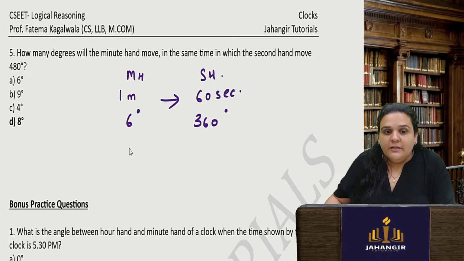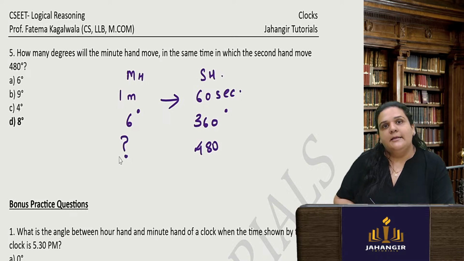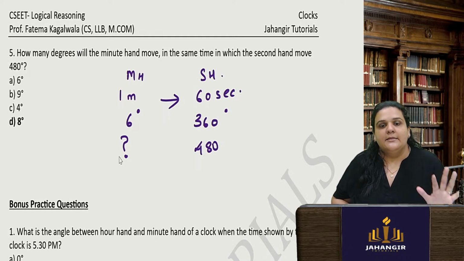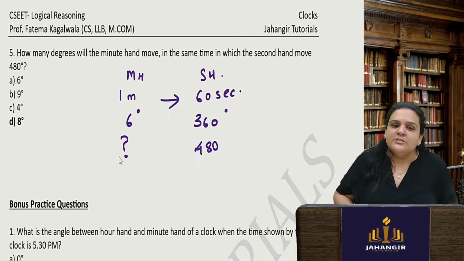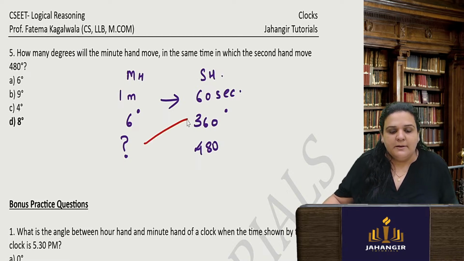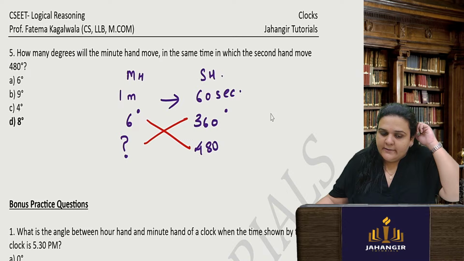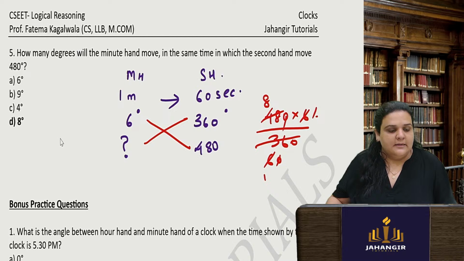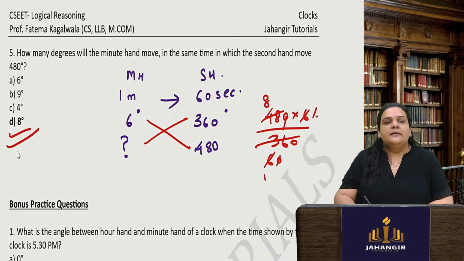Now they are saying that the second hand is moving by 480. So how much will the minute hand move? Now you will say, how can there be an angle above 360? Do not argue. It is given in the question that the second hand is moving by 480 degrees. Simple, cross multiply. 480 into 6 upon 360. 6 ones are 6, 60s are, and 6 eights are 48. So the answer is 8 degrees, right?